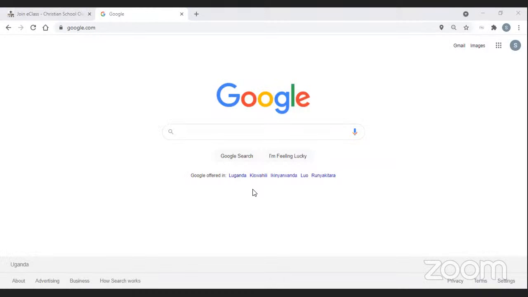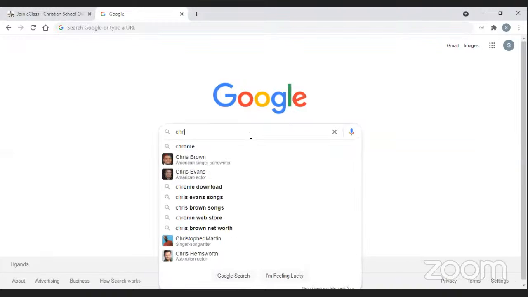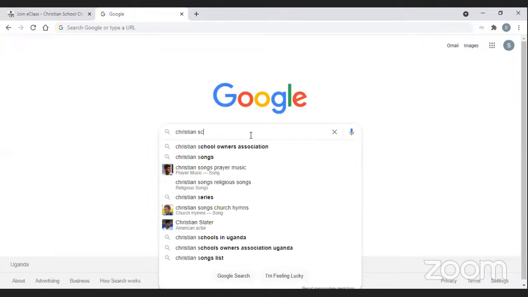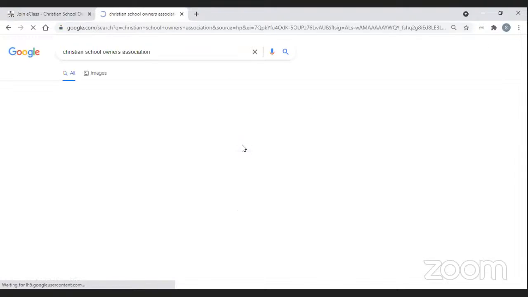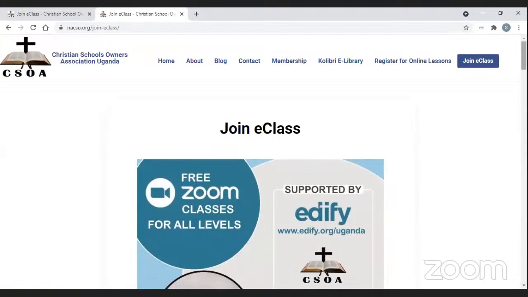Now, someone asked about joining the WhatsApp group. I'm going to share my screen to show you what to do. I hope my screen is clear. When you open Google, you search for Christian Schools Owners Association. The first option is this website, or you can even click join e-class. When you tap e-class, it takes you to the page which has all the links.